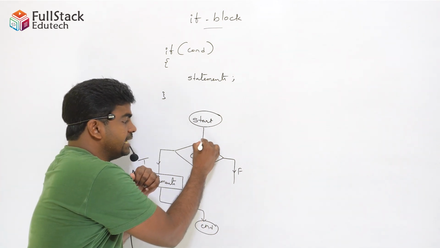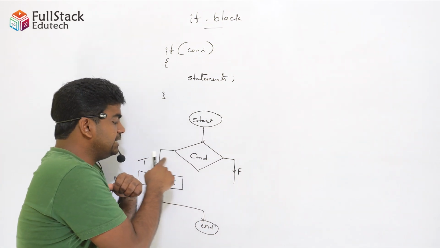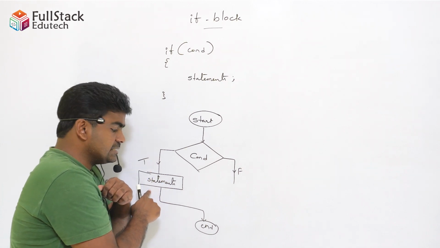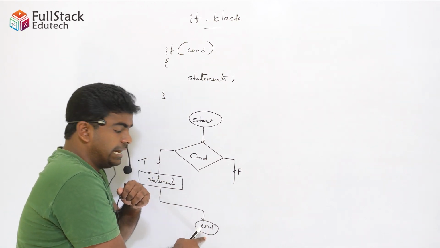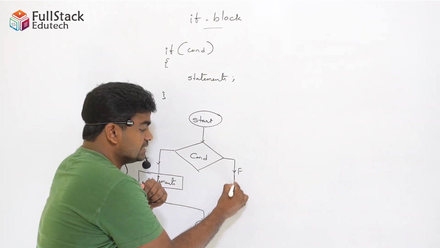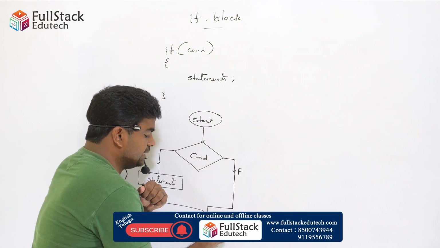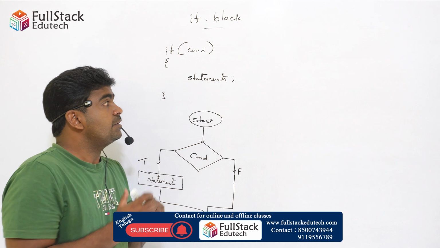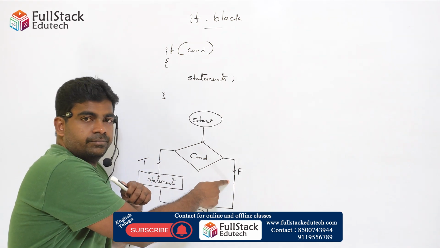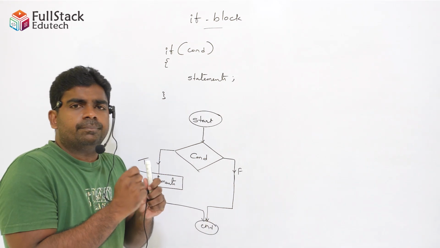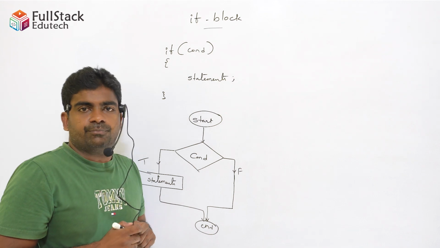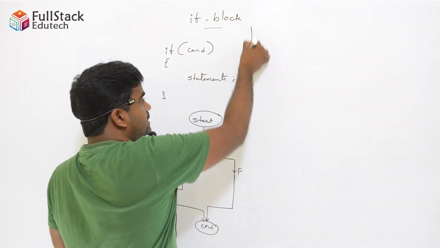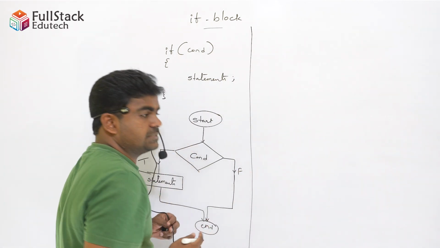First, it will check the condition. If the condition is valid, statements get executed and it will go to end. If the condition is not valid, then directly it will go to end, that is, without executing the block. Sir, tell me one best example to understand the if block. Using these three, you can understand.